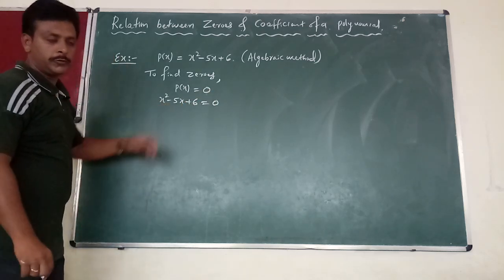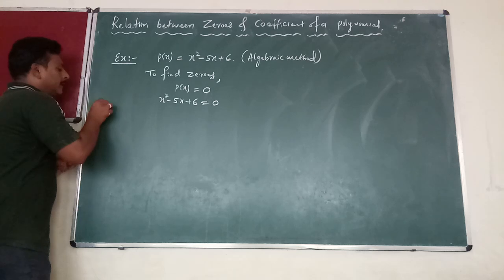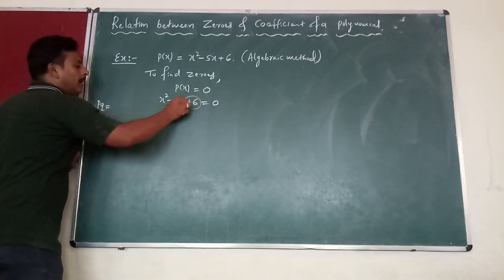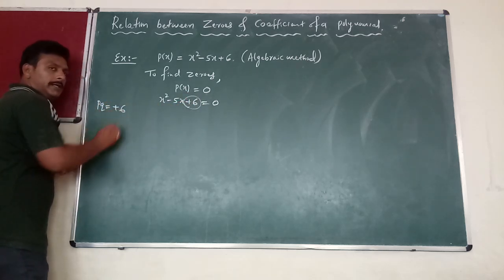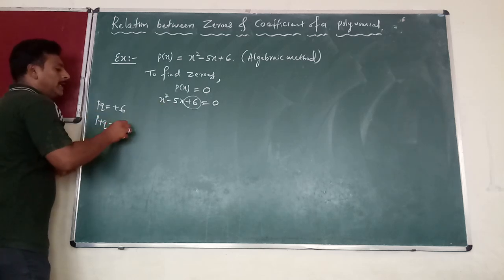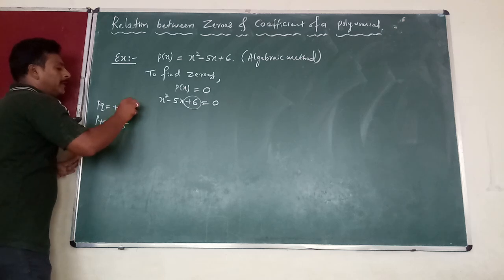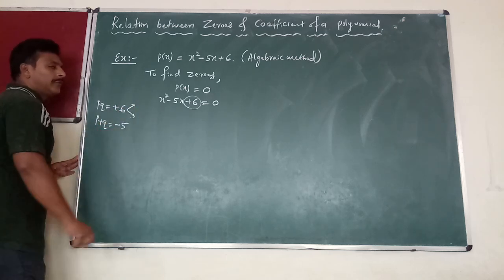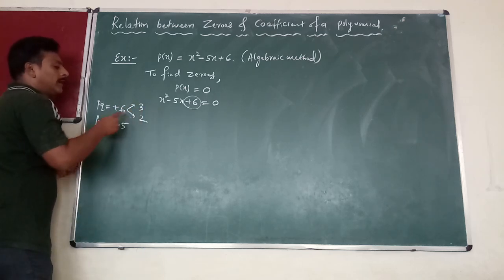All of you know how to split this one. Product should be equal to what you have to get, plus 6 you have to get, and their sum or difference should be equal to how much? Minus 5. So how to split this? Can we split this one as 3 2s are 6?